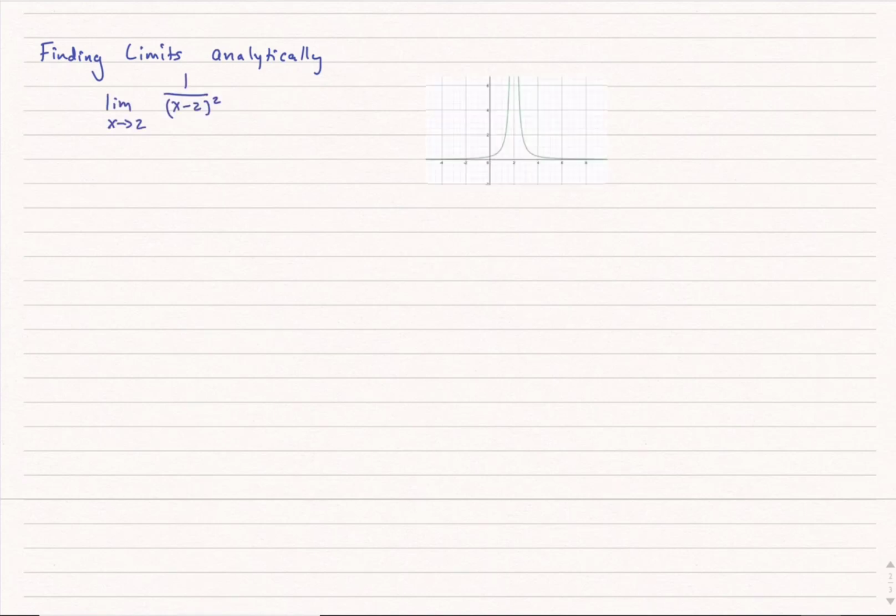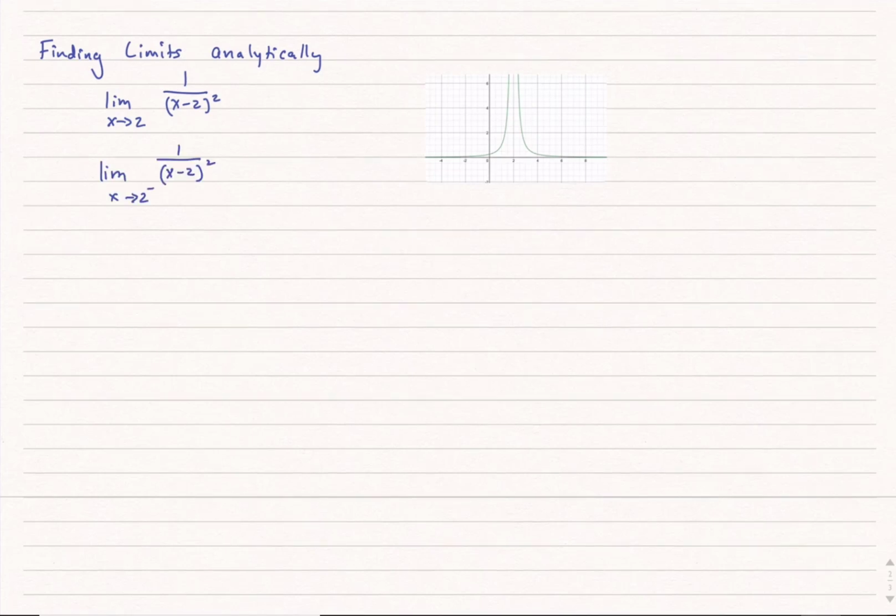So here's the limit as x approaches 2 of the function 1 over (x minus 2) all squared. That's one of the graphs we've been looking at. Let's see if we could tell that this is going to go towards positive infinity without looking at the graph. Let's first look at it from the left-hand side.